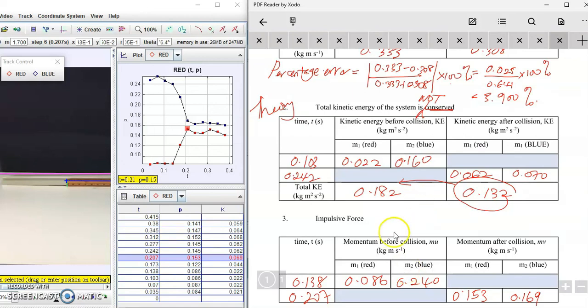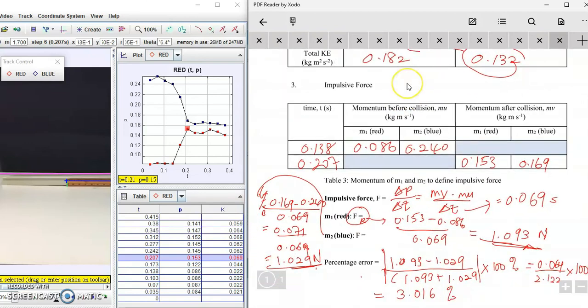And lastly, we had determined the impulsive force for both cars during the collision. So from the calculation, the red car registered 1.093 Newton, and for the blue car it is 1.029 Newton, and the percentage error between the blue and red car is 3.016%. So that's all for now.